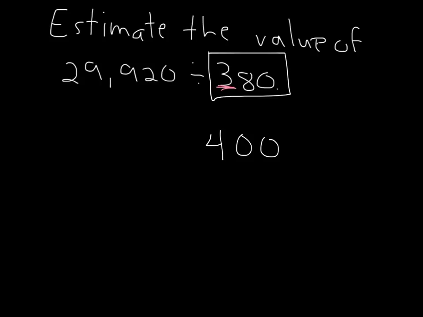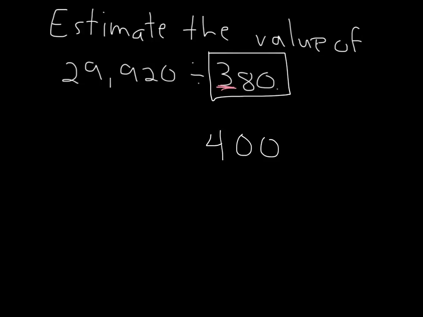Okay. Now here's the part where it gets changed a little bit. If we went and front-end rounded 29,920 to its front end, we would round it to 30,000. And 30,000 is not easily divisible by 4 or 400. 30 is not a multiple of 4. 300 is, but you probably don't have that one memorized.